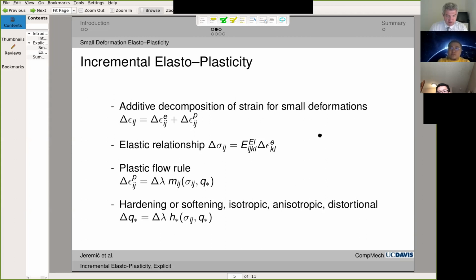In incremental plasticity, we make an assumption of small strains, small deformations. We talked about it last time. We can therefore do so-called additive decomposition of the strain into elastic and plastic parts. We know that elastic relationships hold, at least when the material is elastic. And we have this plastic flow rule and hardening, softening that can be isotropic, anisotropic, or distortional hardening.